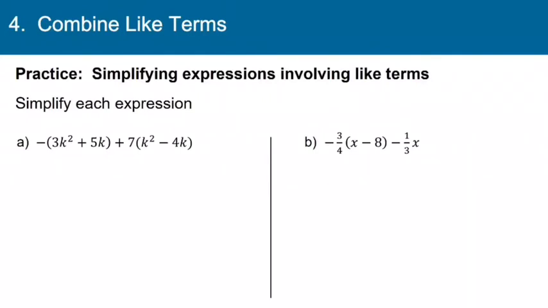So pause the video and give it a try on your own. Alright, now let's go through it together. So on this part A, first we're going to distribute this negative, and then we're going to distribute the 7 into this second set of parentheses.